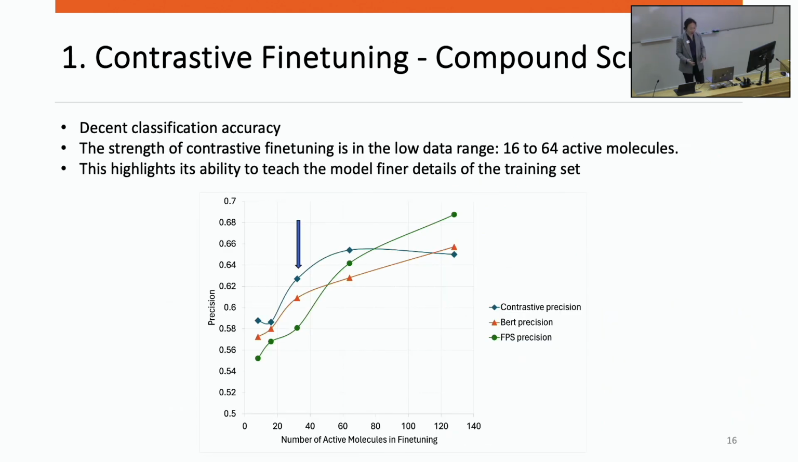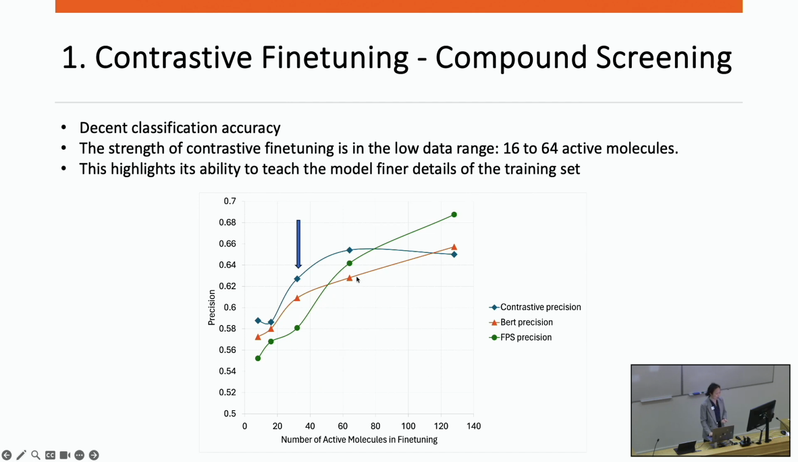Here we have three models: the contrastive learning, which is the blue; the fingerprint-based classification, which is the green; and the standard BERT fine-tuning, which is the orange. If you have enough data, for example over 100 molecules, contrastive learning doesn't really give that much advantage compared to even just a fingerprint-based approach. But if you have a limited number of molecules, for example 32, then with a smaller amount of training data, contrastive learning can learn something extra in the embedding space to give slightly better performance. So this highlights its potential in a lower data range.